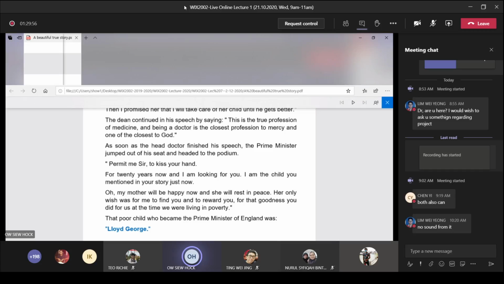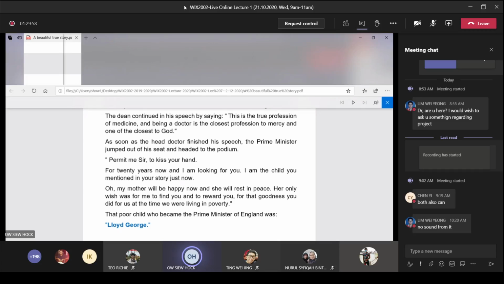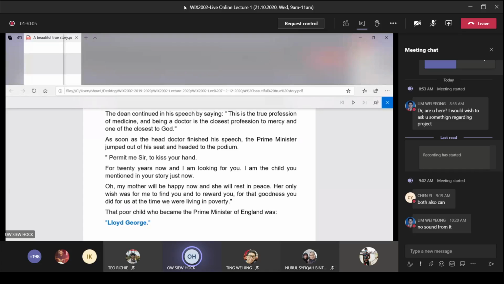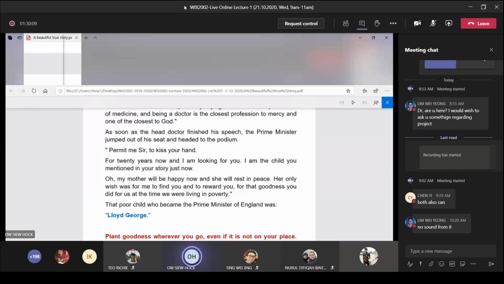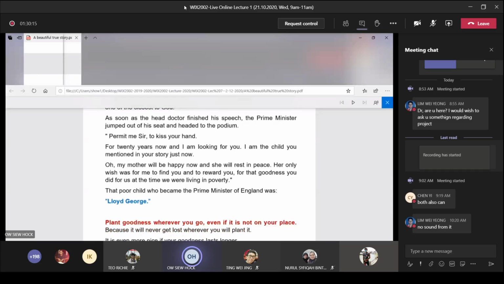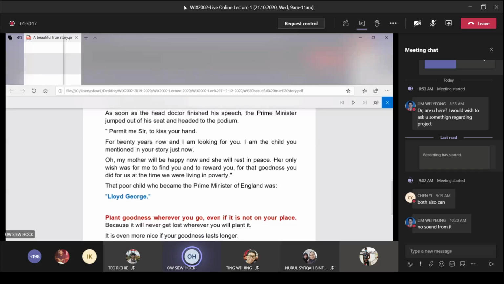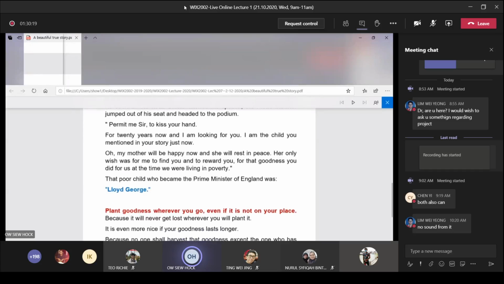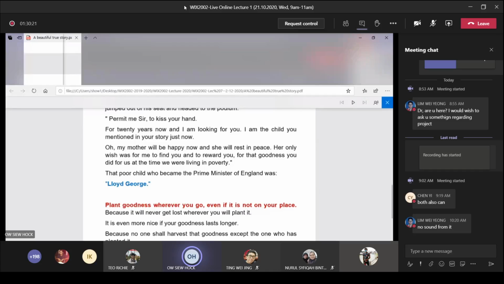The dean continued in his speech by saying, "This is the true profession of medicine, and being a doctor is the closest profession to mercy and one of the closest to God." As soon as the head doctor finished his speech, the Prime Minister jumped out of his seat and headed to the podium. "Permit me, sir, to kiss your hand."